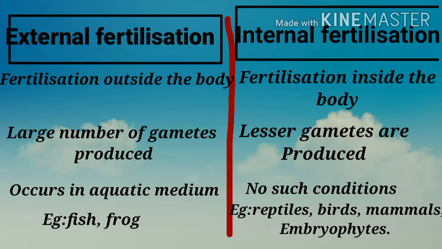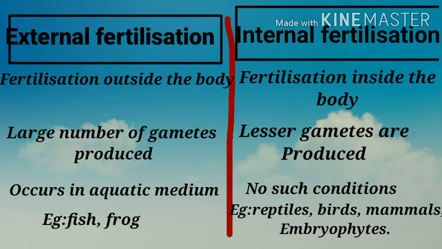External fertilization occurs outside the female body. Normally, this process happens in an aquatic medium. So aquatic organisms show this process, like fishes and frogs. Here, a large number of gametes are produced in order to make this process successful, because there is a chance for these reproductive cells to get damaged, since they are outside a body. So this happens in external fertilization.